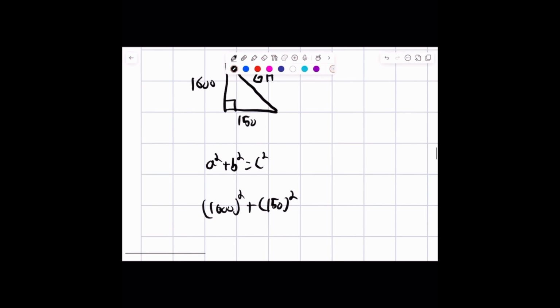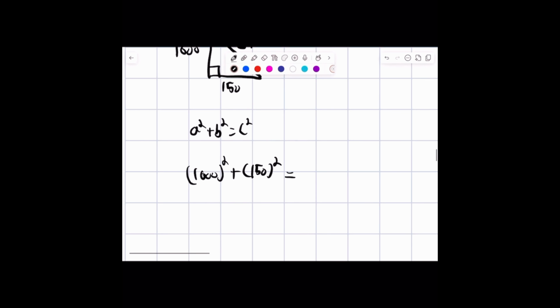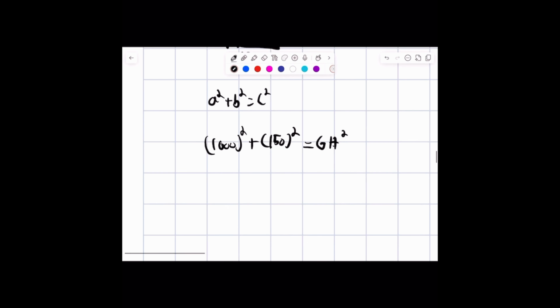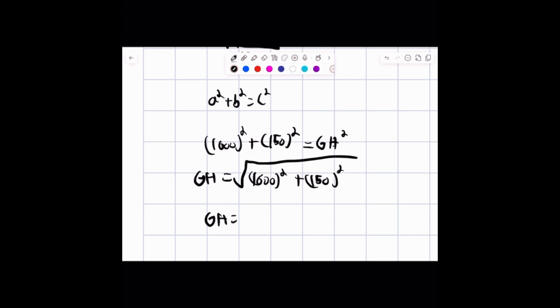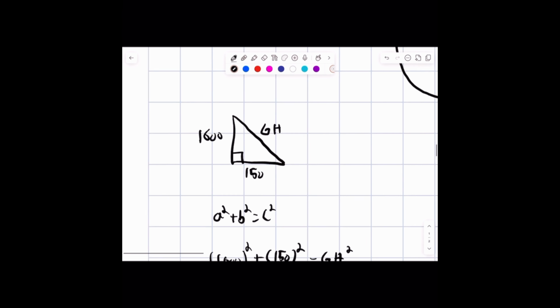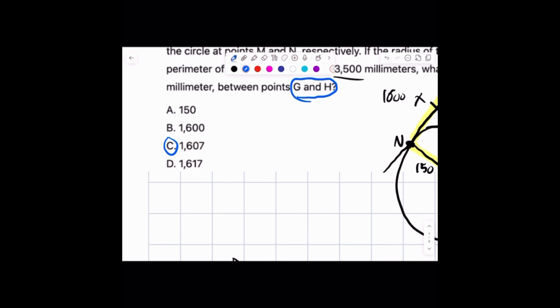So 1600 squared plus 150 squared is equal to GH squared. And to solve for G and H, we're going to have to square root all this. So this will simplify to GH is equal to square root of 1600 squared plus 150 squared. And after solving all this and simplifying the square root, you would get that GH is equal to 1607, which would be C.